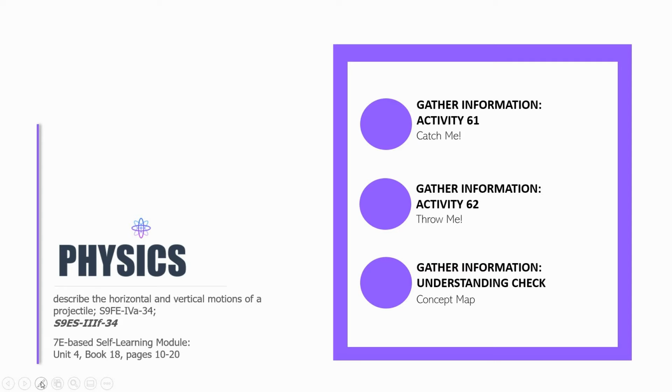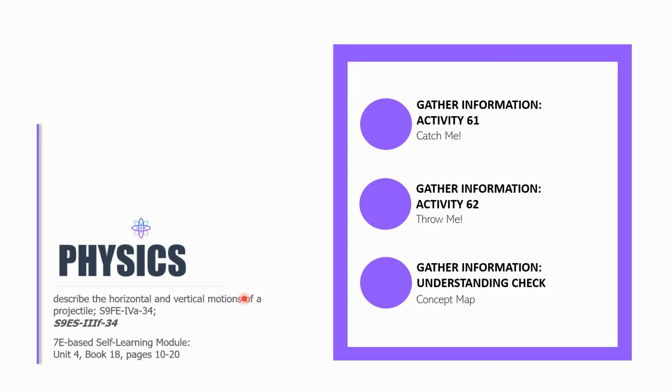So for this version of Grade 9 Physics, we are working on the following learning competency, which is describe the horizontal and vertical motions of a projectile. It has that kind of code. Okay, ayun siya. It's not actually this one right here at the bottom. It's right here. Okay, yun nandun.